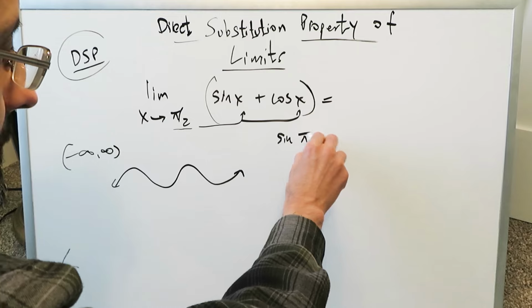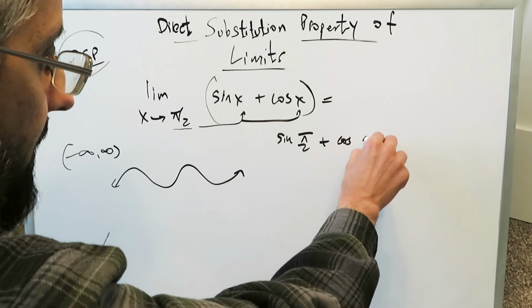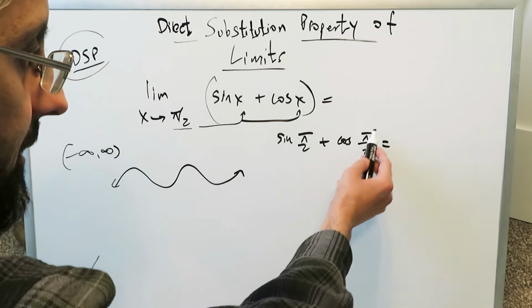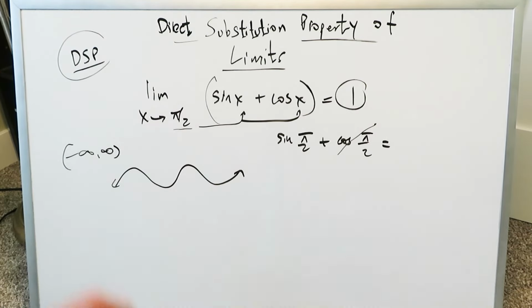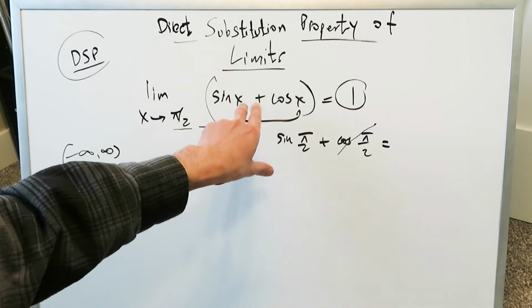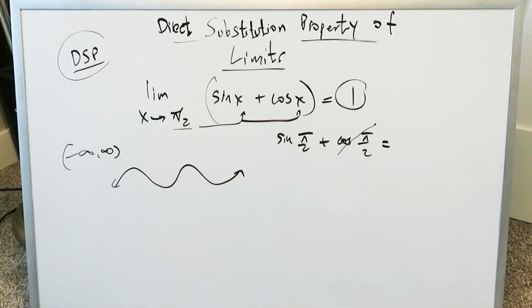You'll have sine pi over 2 plus cosine pi over 2. Cosine pi over 2 is a 0, but sine pi over 2 is 1, and your answer is 1. The direct substitution property made it easy. Limit as x approaches this value, this entire function will approach the value 1 in terms of the y value, and your answer would be good.